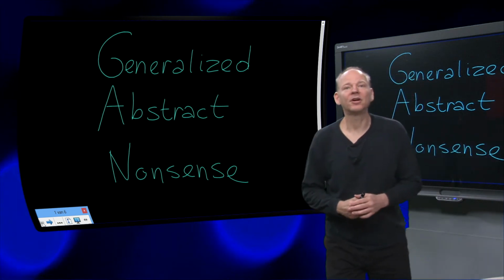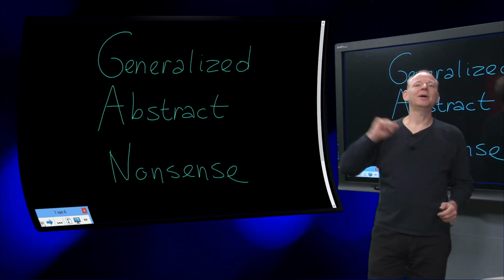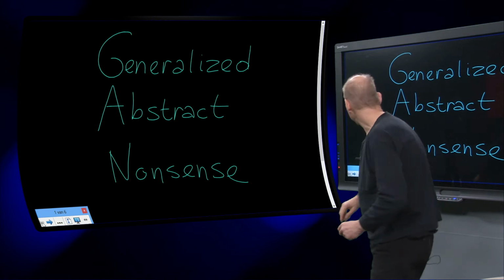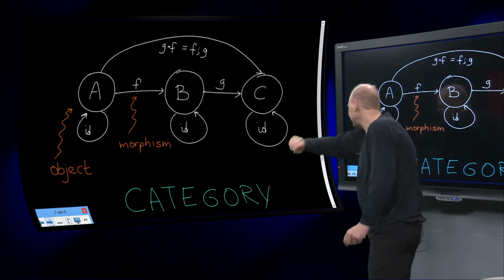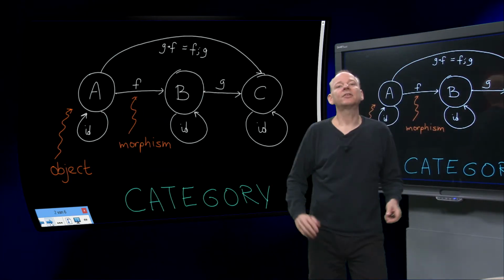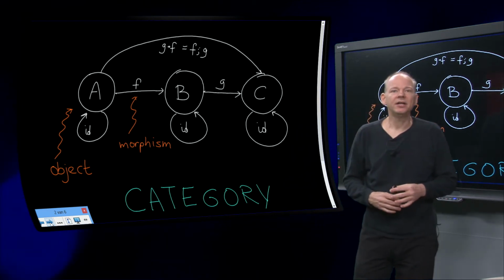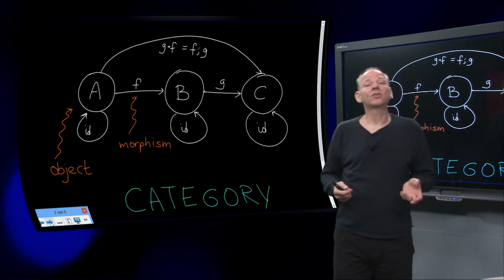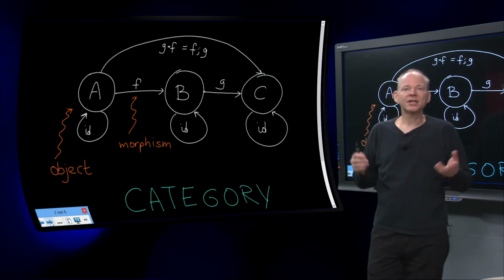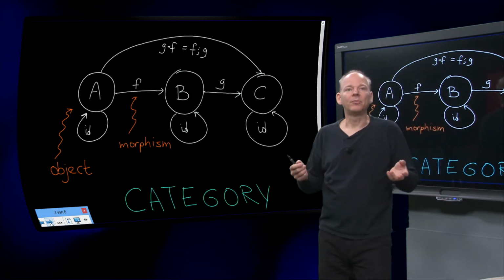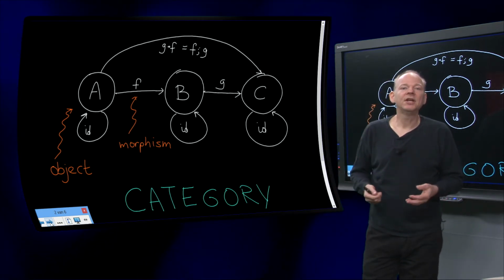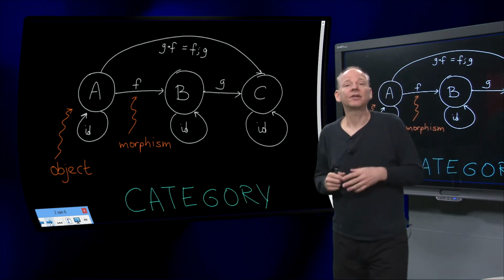You've always wanted to learn about category theory, or as mathematicians call it, generalized abstract nonsense. Now, what is category theory? Category theory is the mathematician's way to do object-oriented programming or design patterns. A category is simply built from objects and morphisms, and the morphisms have to satisfy certain laws.